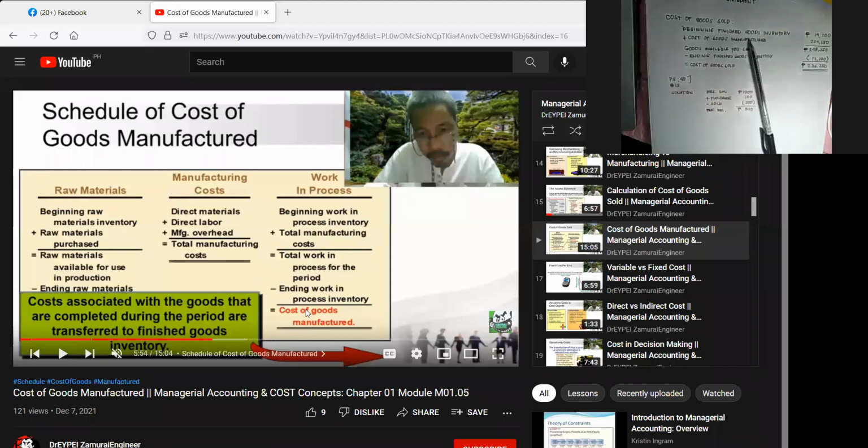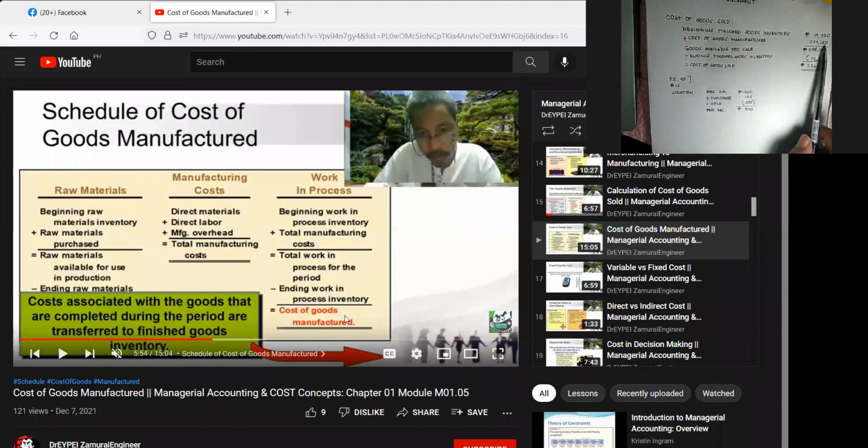You need these three plus the inventory. What do you need the inventory for? Ending inventory and beginning inventory. That's all. So beginning inventory plus total manufacturing cost, you have the total work in process. Then minus the ending inventory, you can have the cost of goods manufactured. So that's how we compute cost of goods manufactured.